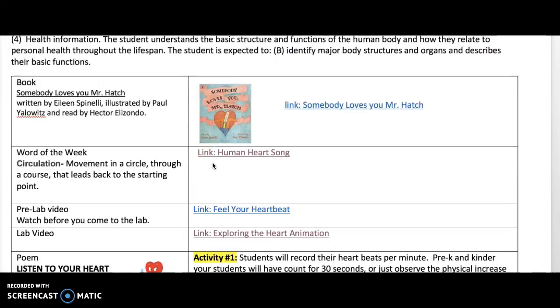The book for the week is Someone Loves You, Mr. Hatch. This is not necessarily a book about the structure of a heart, but it is kind of for Valentine's Day. I had trouble finding one about the heart, so I picked this one instead. And here's the read aloud link.